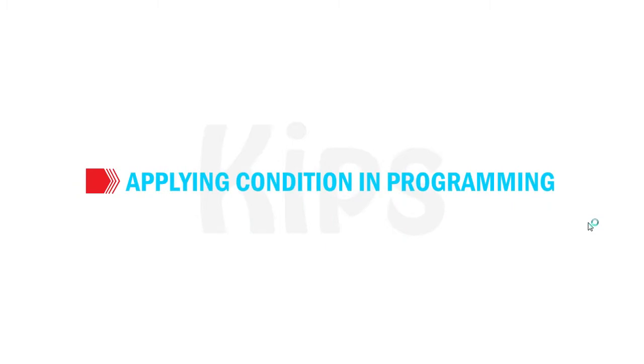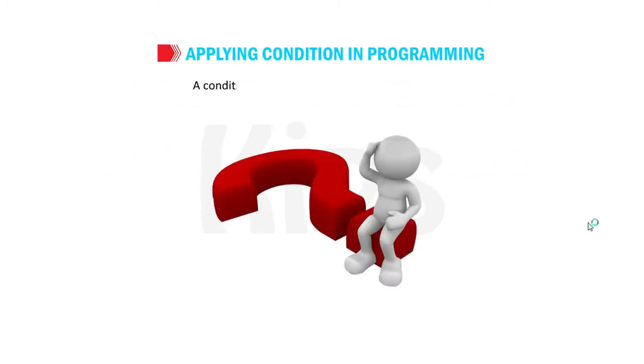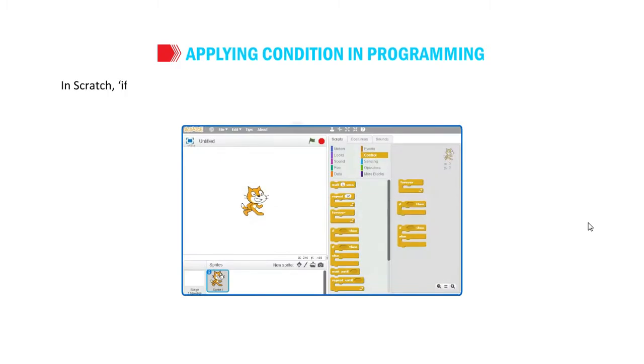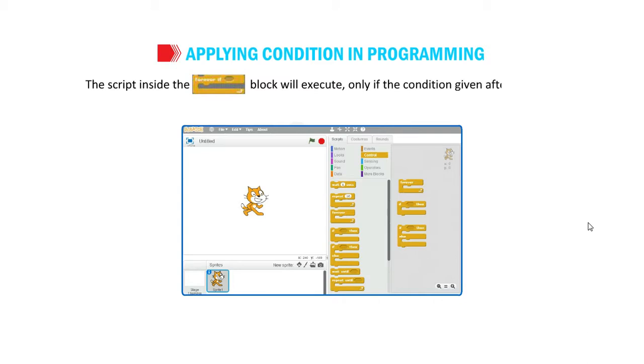Let us learn how to apply condition in programming. A condition is applied to put a check in a problem. It allows the program to select an action based upon the user's input. Scratch provides various blocks enabled with conditional programming concept. In Scratch, if, forever if, or if else are conditional blocks present in the control block category. A script inside the block will execute only if the condition given after if is true.